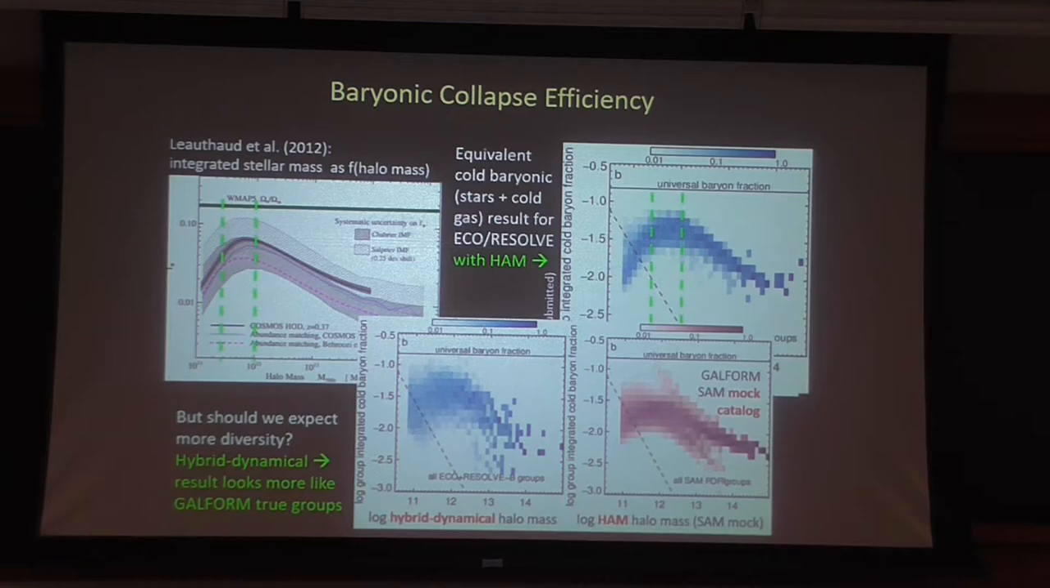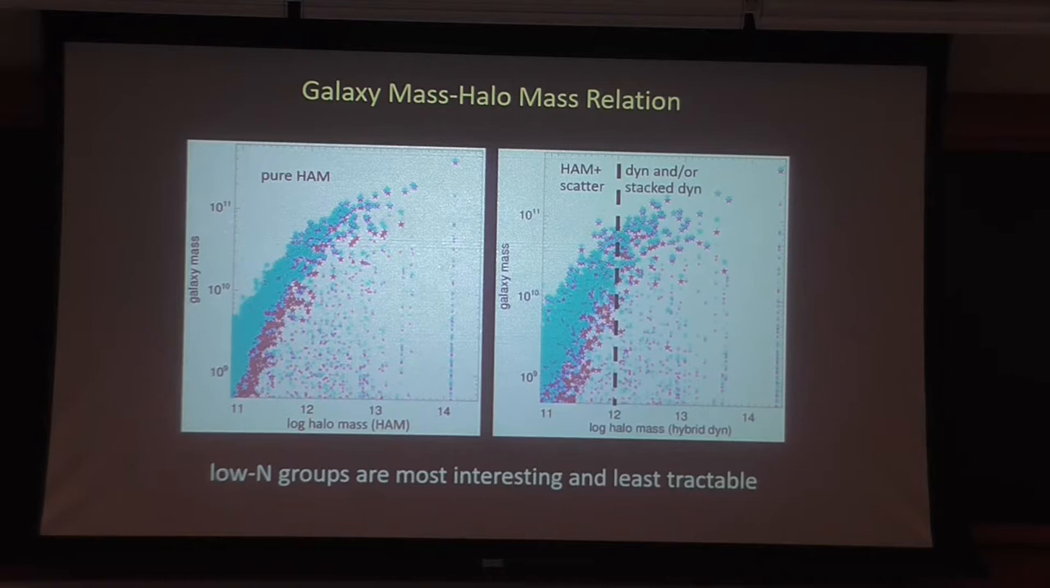So just to quickly show you how this might affect some other things you know and love, here's the galaxy mass-halo mass relation. Again, red is the stellar one, which is, sorry, obscured underneath the baryonic one. But the baryonic is what's new, right? Because RESOLVE can do this for the first time. So here's the HAM galaxy mass-halo mass relation, and here's the hybrid dynamical.